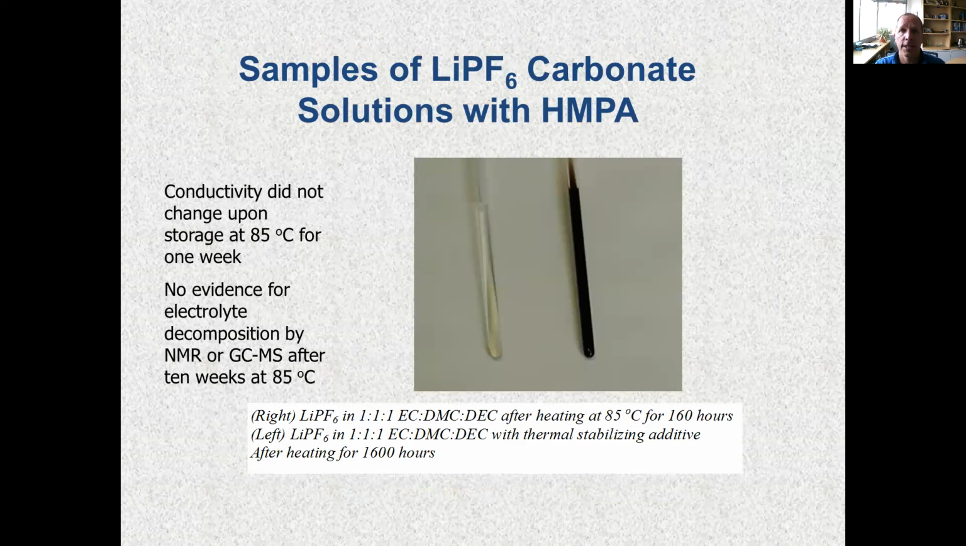So an example of this is if we take LiPF6 with our standard electrolyte formulation, this is LiPF6 in 1:1:1 EC-DMC, and we store the sample at 85 degrees centigrade for 160 hours. Basically, the electrolyte degrades. It turns black. You start to see precipitation, complete thermal decomposition. There's also a lot of pressure built up in this tube. However, if you add just a low concentration of the thermal stabilizing additive, HMPA or dimethylacetamide, this is thermally stable for 1,600 hours at 85 degrees centigrade. No evidence for thermal decomposition whatsoever.